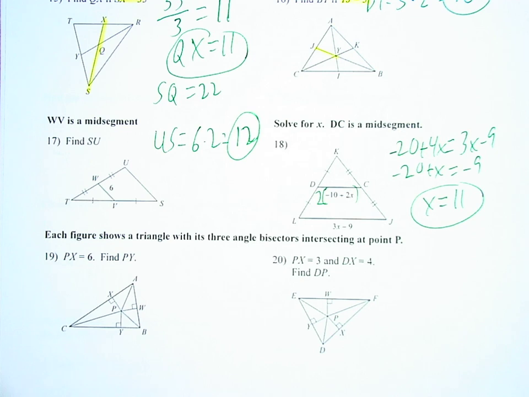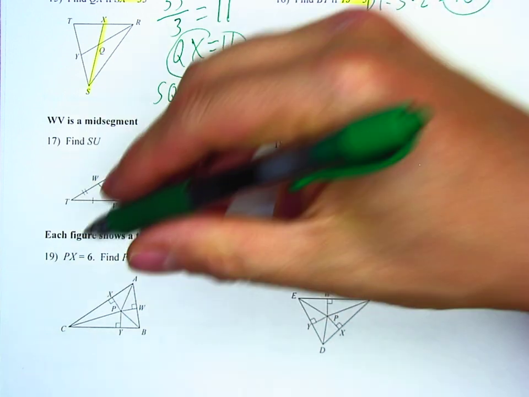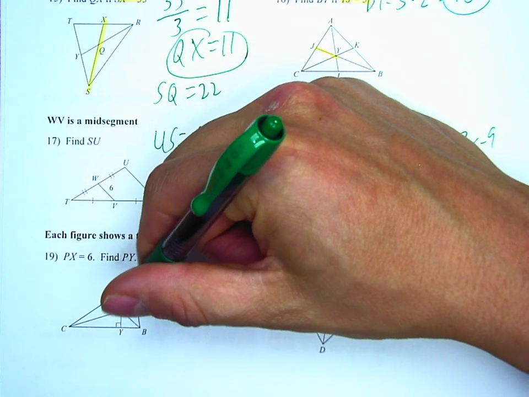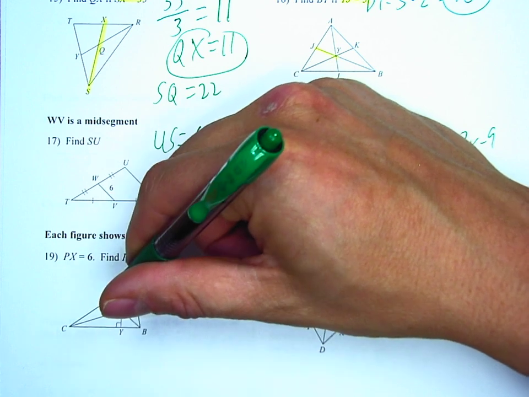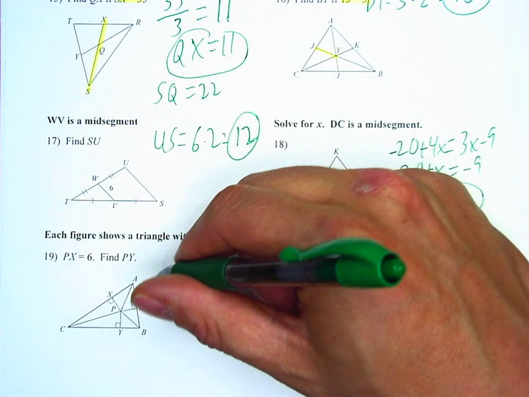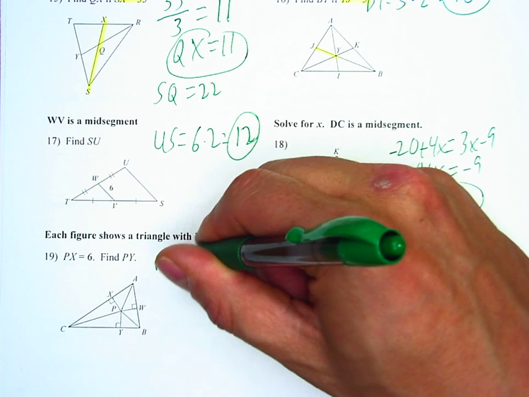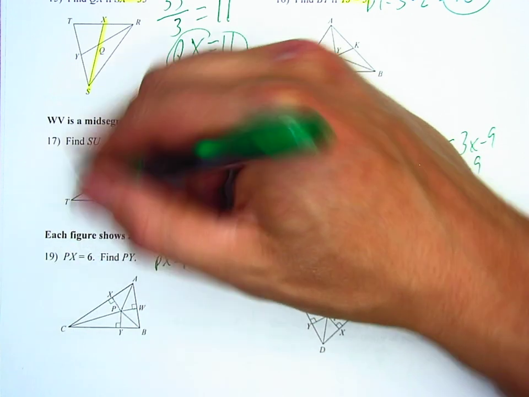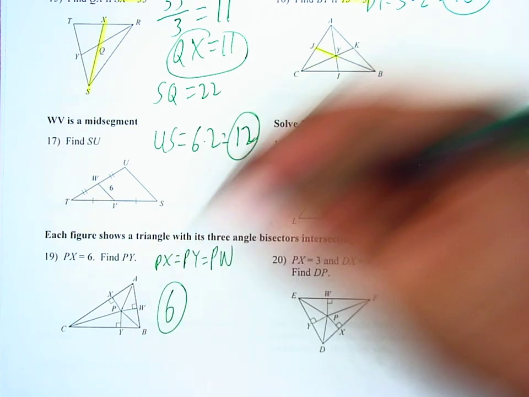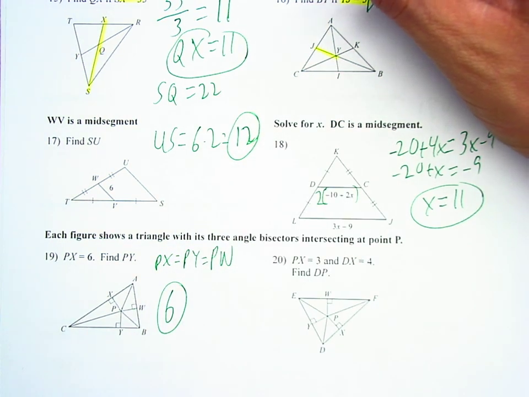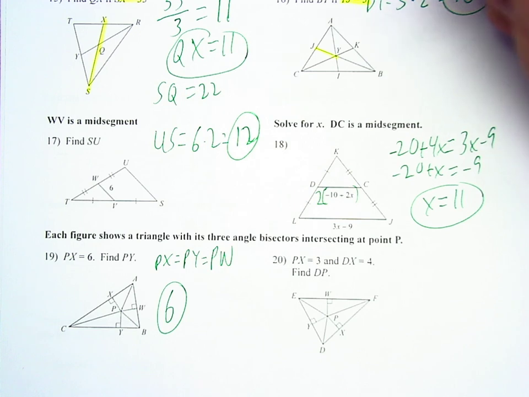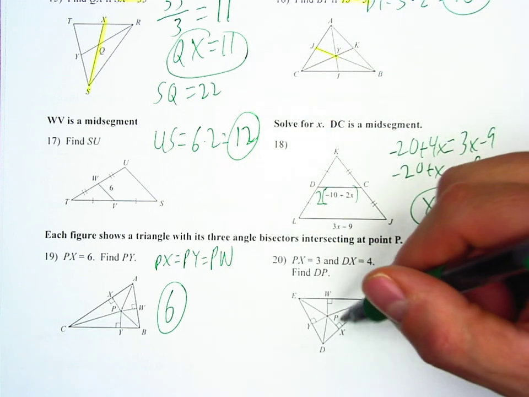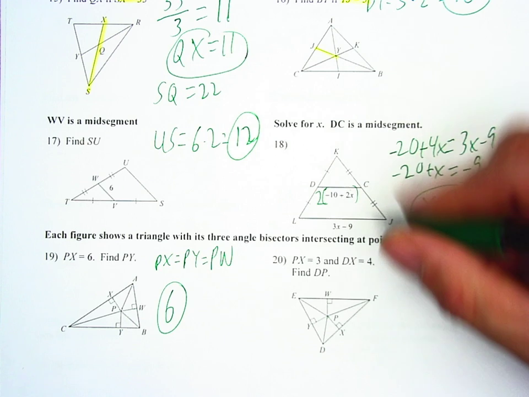All right, next item we have here, we have angle bisectors. So angle bisectors make congruent lengths. Each of these are the same length. PX is equal to PY is equal to PW on this particular diagram. So because PX is 6, PY must also be 6. Same lengths. We have the same thing going on in the next one, but it's asked in a different way. So here, PX equals PY equals PW as well.